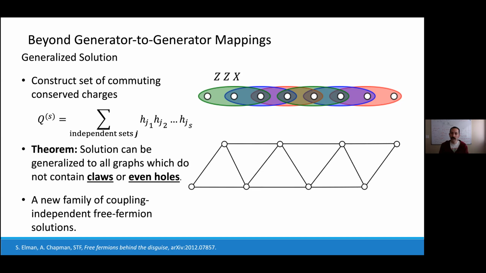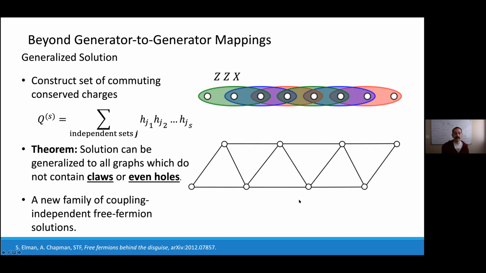So it's a circle with an even number of nodes in it, and there's no chords cutting through the middle of the circle, okay? So there's a forbidden subgraph characterization, and as long as your Hamiltonian's frustration graph doesn't have claws or even holes, then you can generalize this by building conserved charges out of independent sets. You can write down a transfer operator in a similar way to what Fendley wrote down, and you can solve these models whenever these conditions are met.